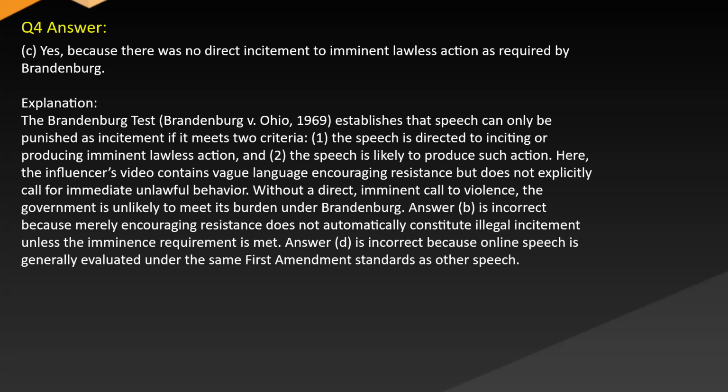Answer B is incorrect because merely encouraging resistance does not automatically constitute illegal incitement unless the imminence requirement is met. Answer D is incorrect because online speech is generally evaluated under the same First Amendment standards as other speech.